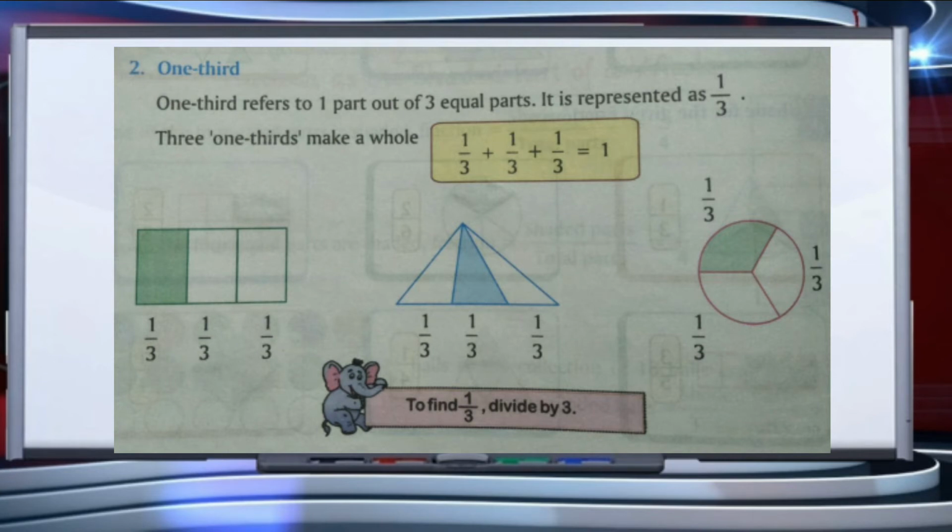Like here, we are having this rectangle again. And it is divided into 3 parts and 1 is shaded, 2 are unshaded. So the fraction of each part will become 1 by 3, 1 by 3 and 1 by 3. Similarly, we are having the triangle. In this, we have divided it into 3 parts. So the fraction of each will become 1 by 3. If we have to find 1 by 3, we will divide by 3. We will divide the given number by 3.